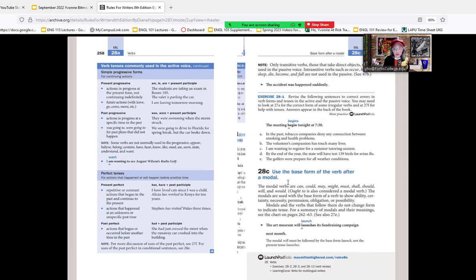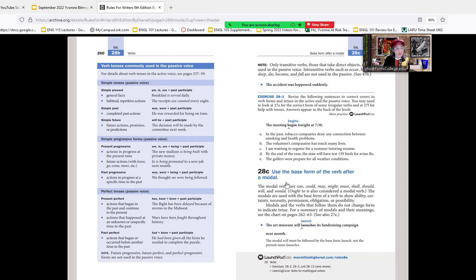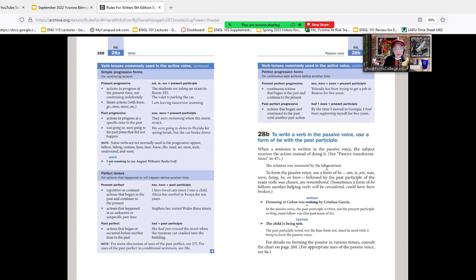So I've already gone over past tense and simple past. And then these are all of the passive voice. When you have passive voice, that is when the subject is receiving the action. And when you have active voice, that's when the subject is doing the action. When you have passive voice, you have be plus a past participle.